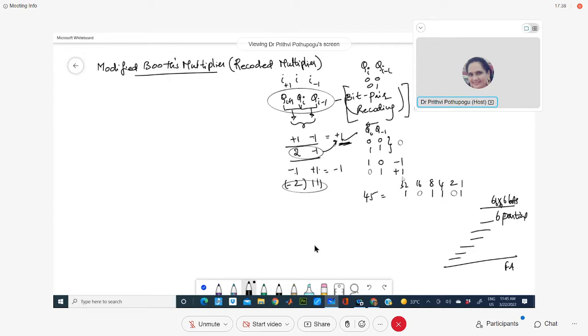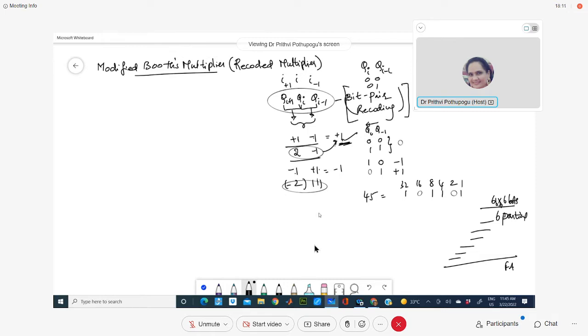When we are doing the recoding, the ith position will be given the bit pair value. So if you are taking these 3 elements, what is the value you'll be getting? 1, 0.